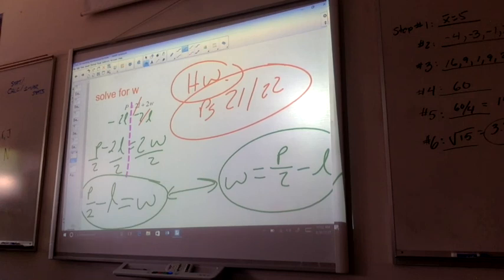So these are just all solving. Remember, if 2 letters are next to each other, they're being multiplied together. Sweet. Everyone feel okay?